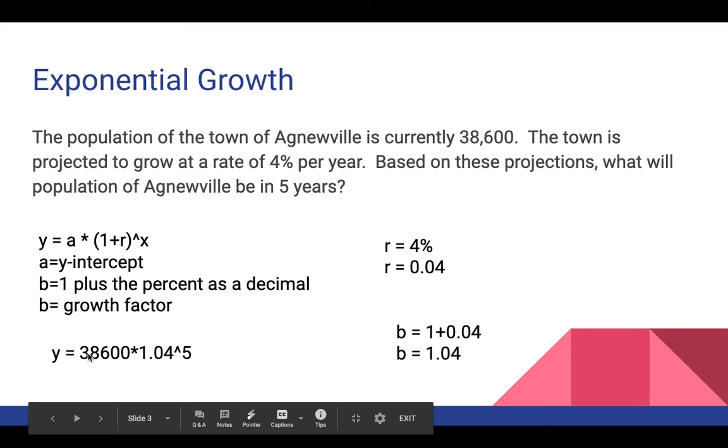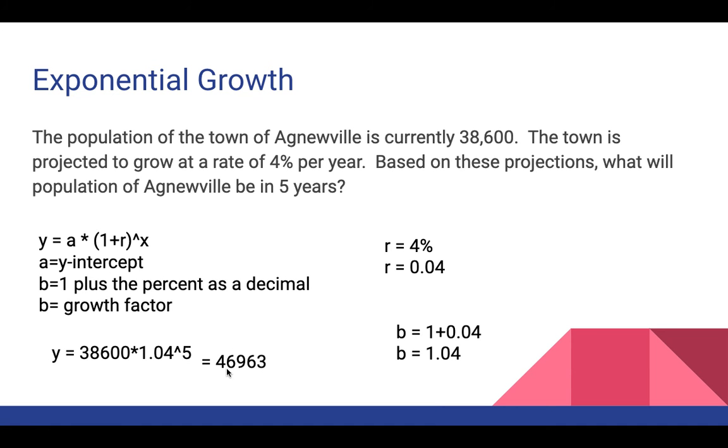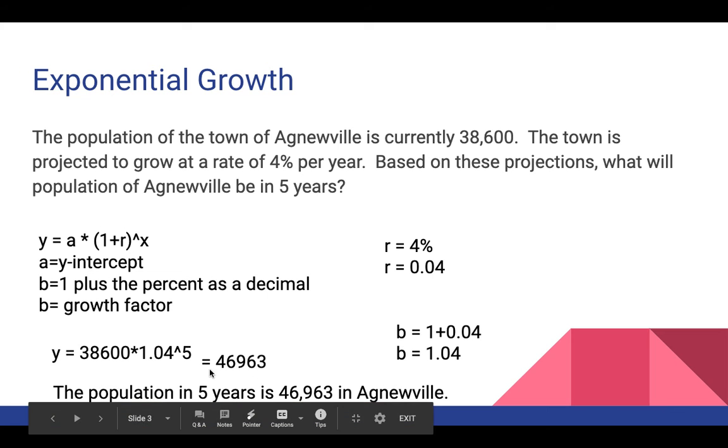So since the population is 38,600 and we're projecting the population after 5 years, what we're putting in the calculator is 38,600 times 1.04 to the fifth power, which is 46,963. So the answer in a sentence is the population in 5 years is 46,963 in Agnew.